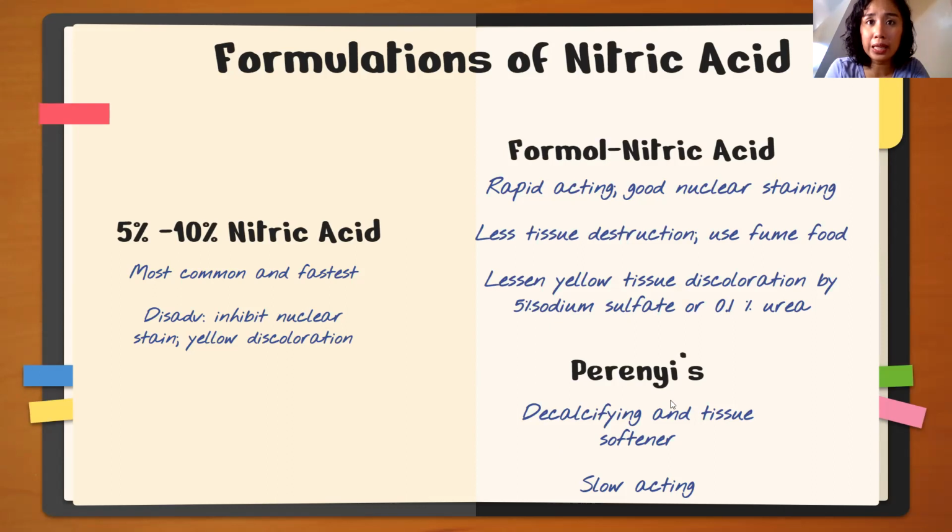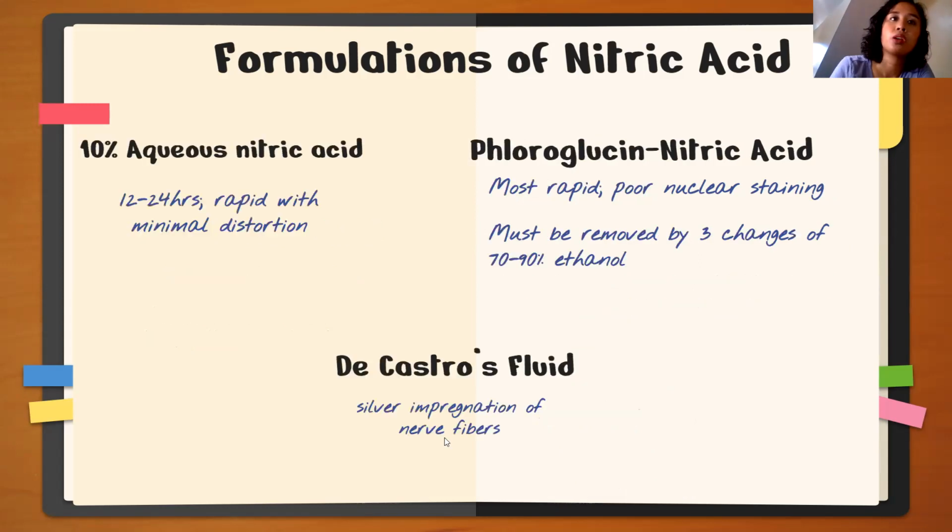We also have Perenyi's fluid. It's a decalcifying agent and a tissue block softener. We'll discuss it later. It seems to be an old school, classic decalcifying agent, however it's slow. We also have 10% aqueous nitric acid, diluted with distilled water. It takes 12 to 24 hours to decalcify, and it's also rapid with minimal distortion.